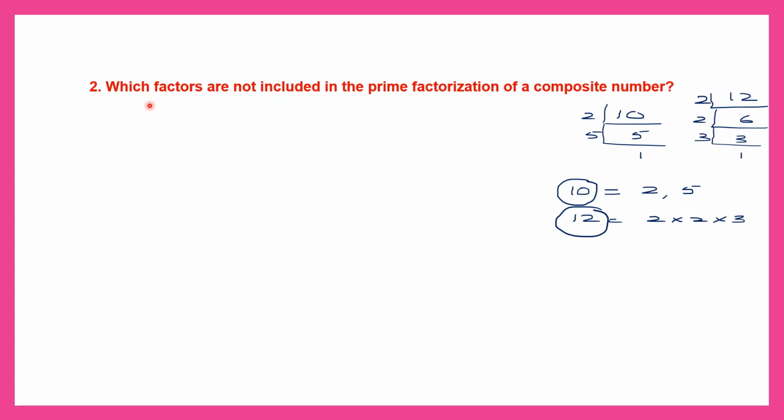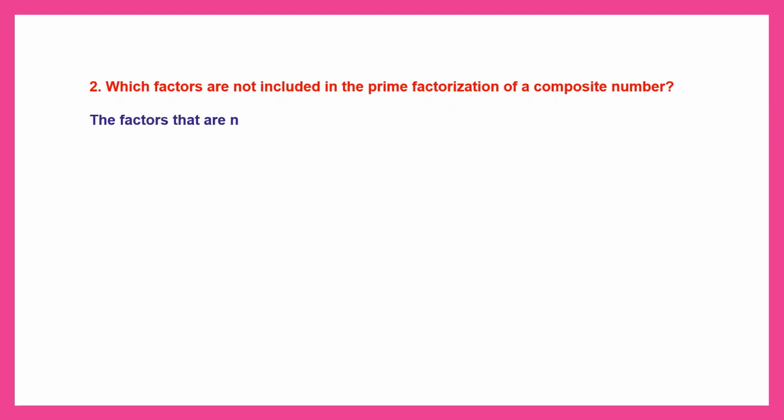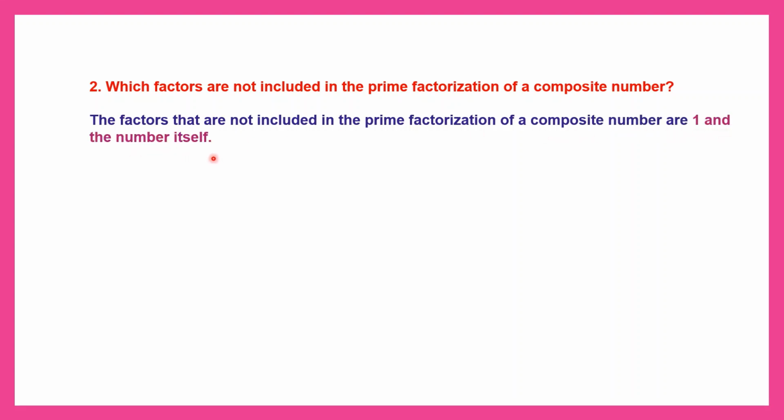Now what does the question say? Which factors are not included in the prime factorization of a composite number? Now these are composite numbers 10 and 12. As you can see, the factors of 10 do not include 10 and 1, and the factors of 12 do not include 12 or 1. So what are the factors that are not included? The number 1 and the number itself. So let's get the answer. The factors that are not included in the prime factorization of a composite number are 1 and the number itself.